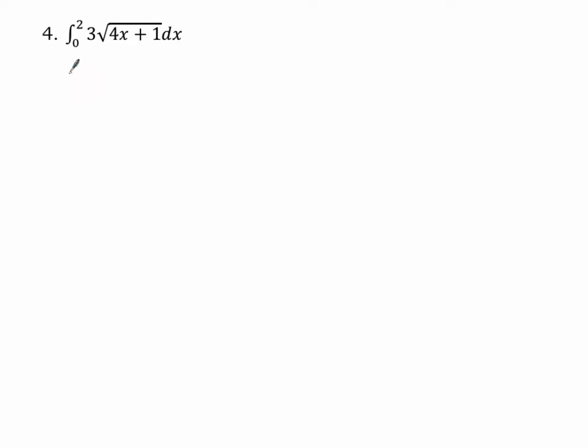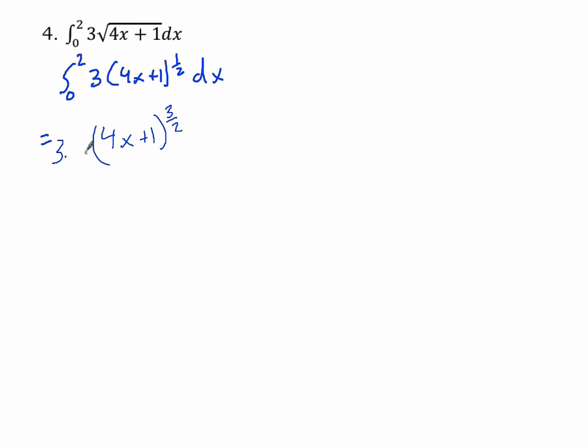Okay, next we have this function. We're going to rewrite it first as 3 times 4x plus 1 to the power of half. Rewrite it as an exponent. This is a linear factor, so we can integrate this easily. We can just increase the exponent by 1. That means, well, we got a 3 in front, but we have to divide by 3 over 2, which is the same as multiplying by 2/3. We also got a 4 here, so we have to multiply by 1/4. I'm going to evaluate that from 0 to 2.